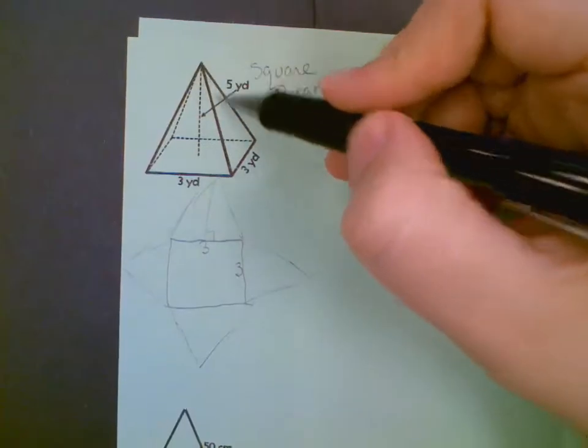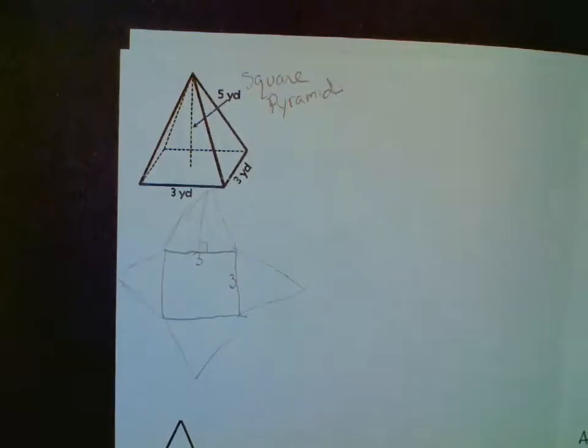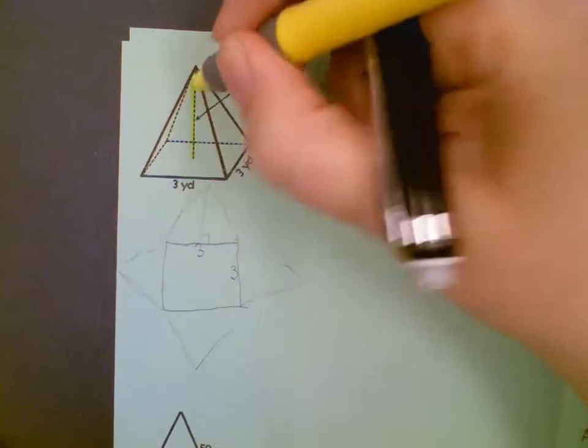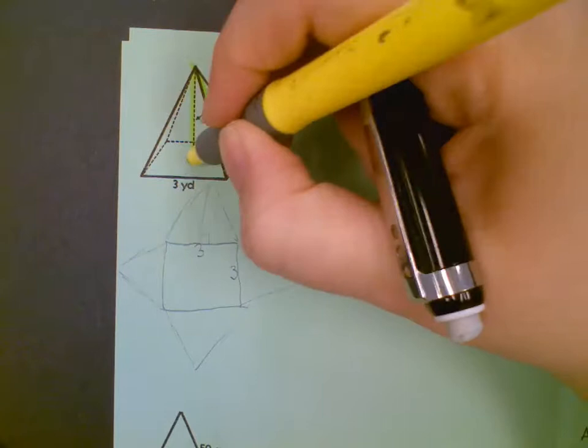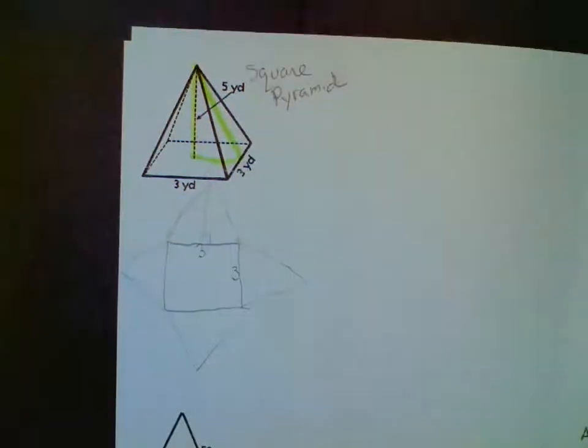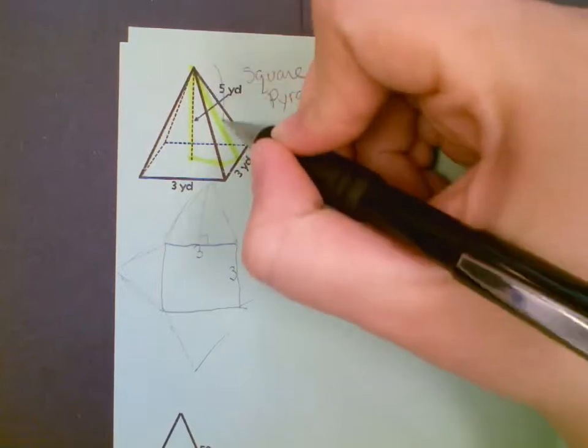And they didn't tell us the height of the triangle. They gave us the actual height. So remember when we were talking about slant height? That's our actual height. We need the slant height, this one here on the side. So we're going to use that little right triangle that's in there to find what our slant height is.